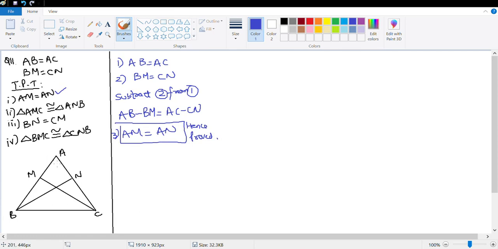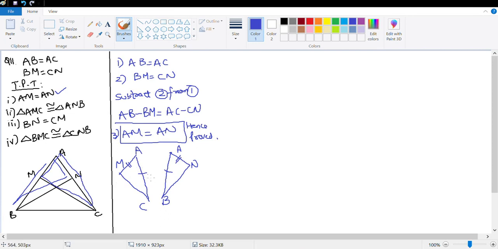Next part, triangle AMC and triangle ANB. Let's draw a rough diagram and see what I can get. So this is AMC, and this is ANB. What all do I know? I know that AB is equal to AC, which is given. I have just proven that AM is equal to AN.